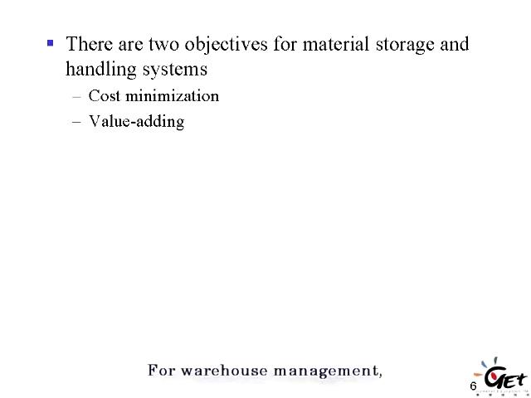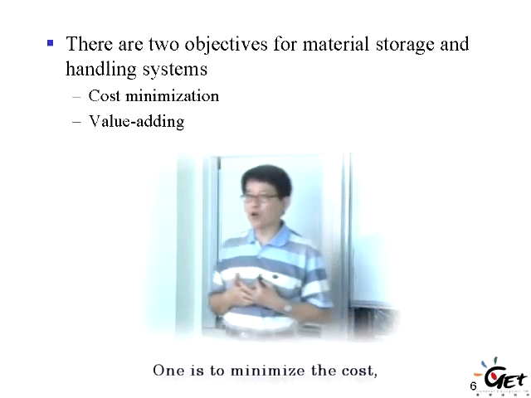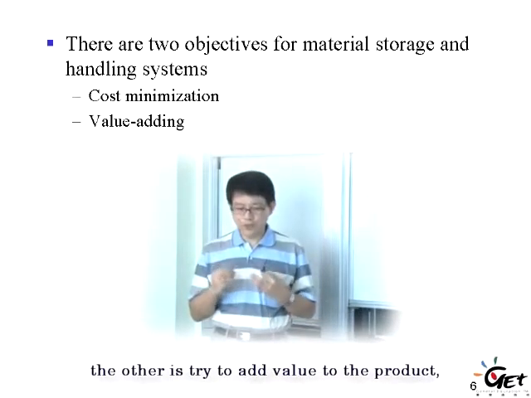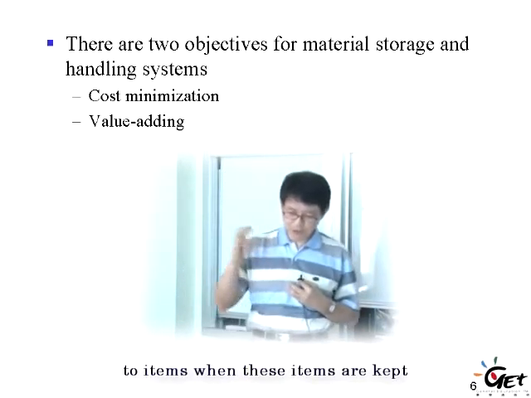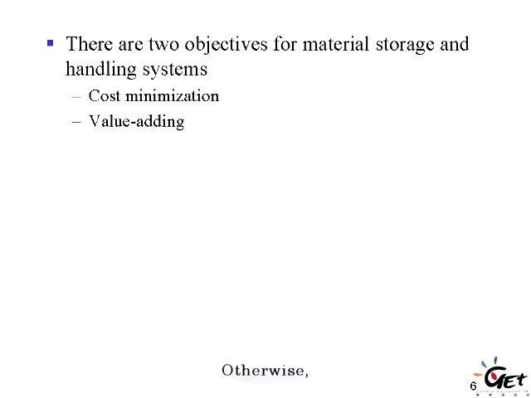For warehouse management, we also need to have two objectives. One is to minimize the cost. The other is to try to add value to the items when these items are kept in the warehouses. Otherwise, if your items are just stored in the warehouse and cannot be added value, why should you store these items in your warehouse? Why not just skip this step and directly ship these items to the places that need them, right? So we try to add value.